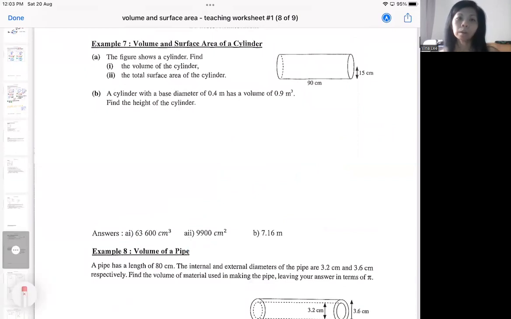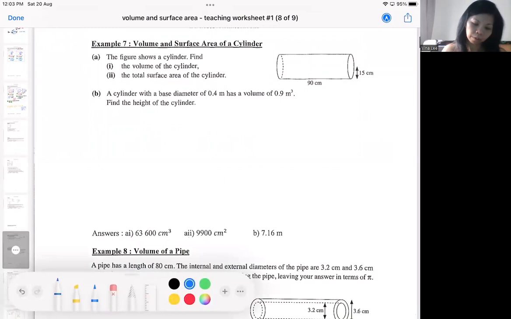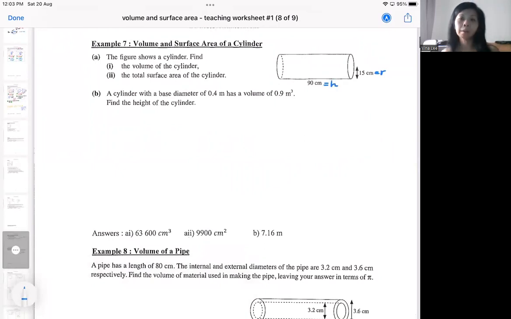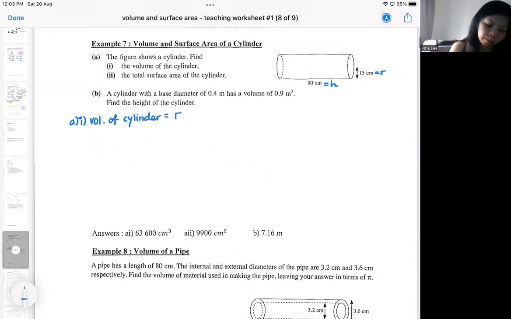So now I want the cylinder. For part A, it's quite easy. This is the radius, and this is the height of the cylinder. If I would like the volume of the cylinder, and you're not very used to it, you can just write the formula down first. It will be pi r squared times height.